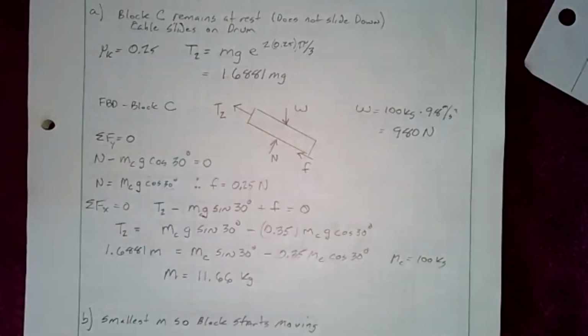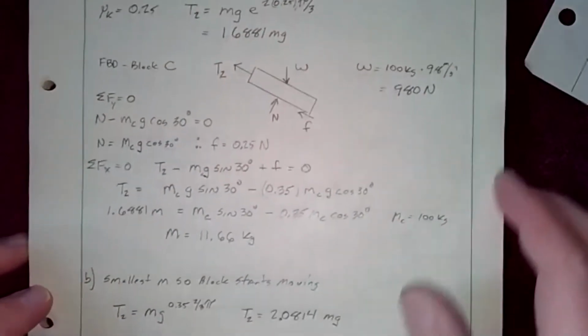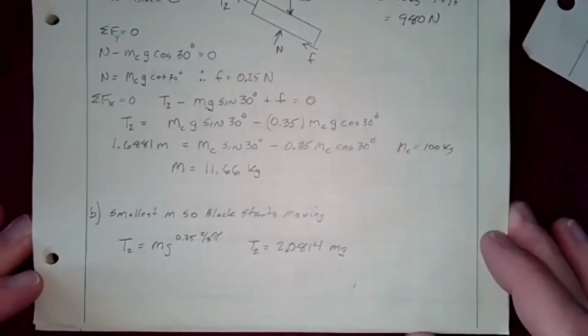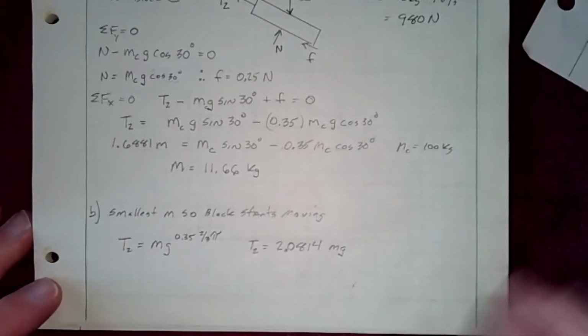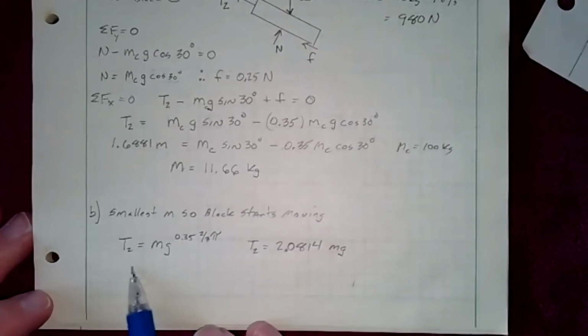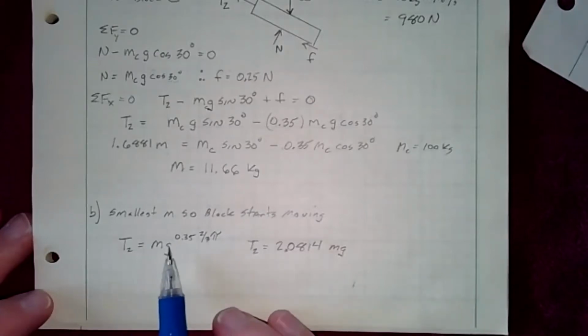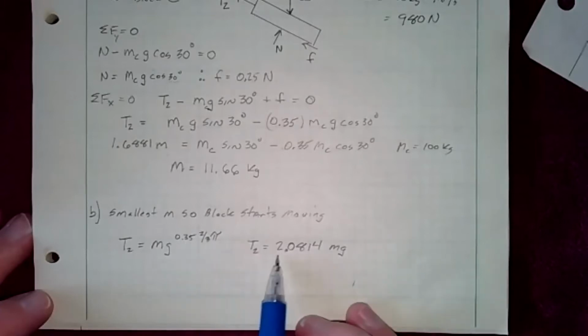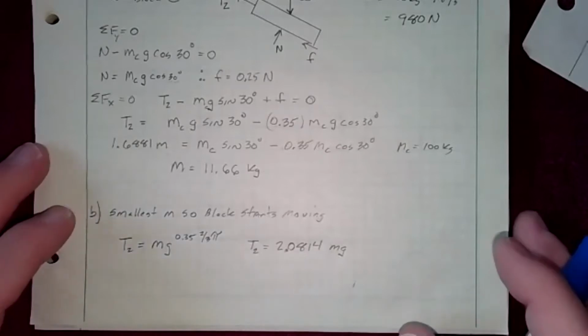All right, so let's look at B. The smallest mass for the block to start moving. And so again, in that case, the smallest mass for the block to start moving is going to be tension 2 equals mass times G times 0.35 times 2/3 pi. And therefore we get a relationship for tension 2.